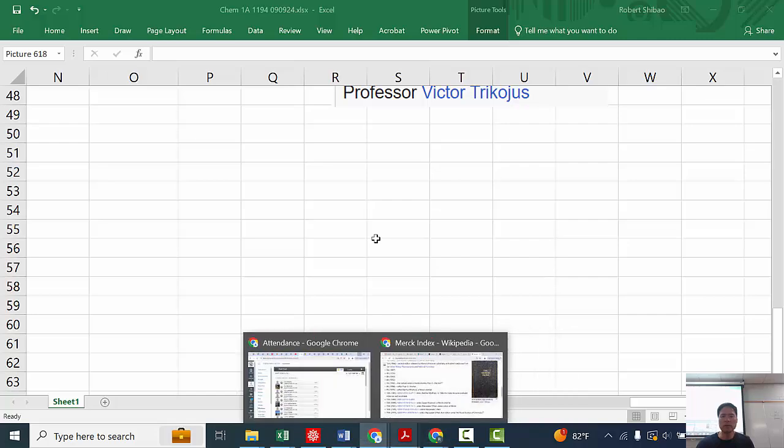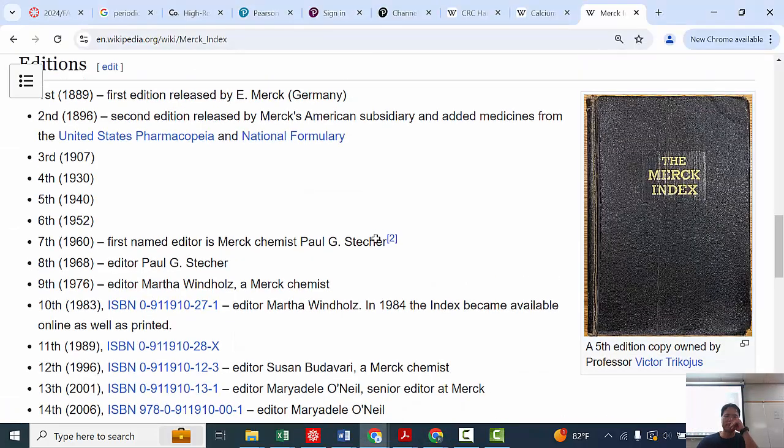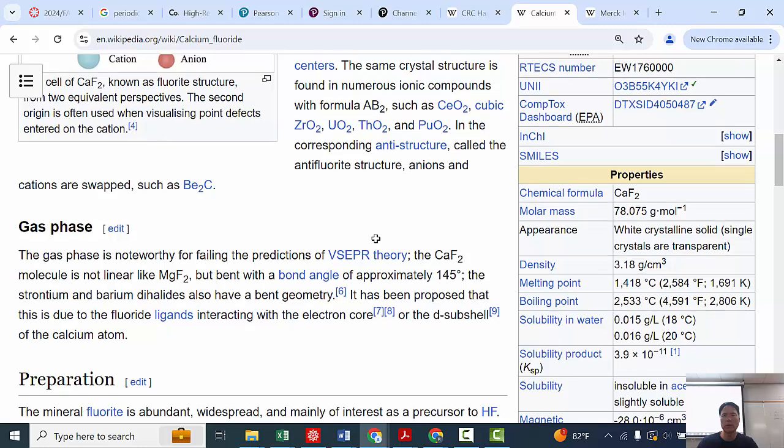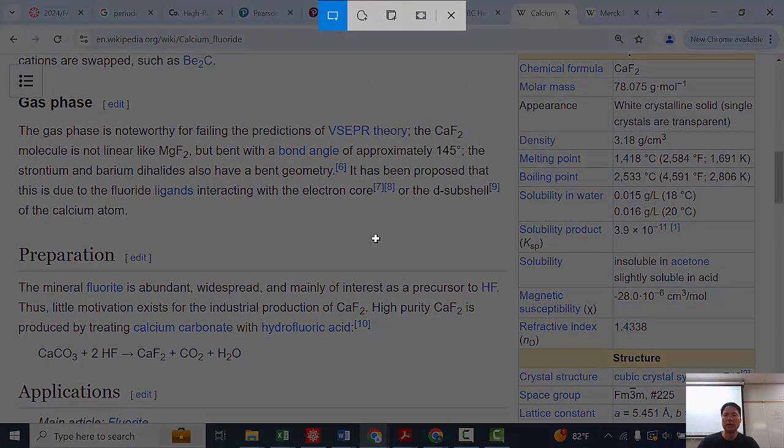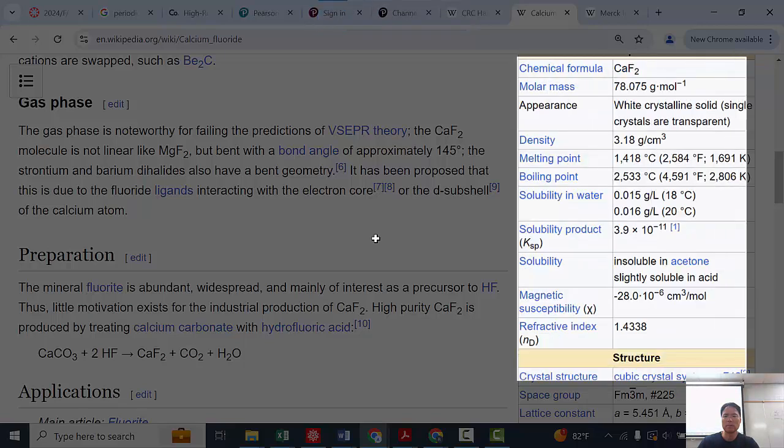And then the low budget solution, which is just use Wikipedia. You know, Wikipedia is quite useful for looking up solubilities.